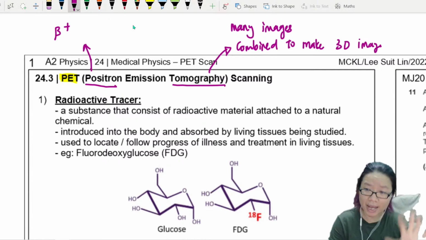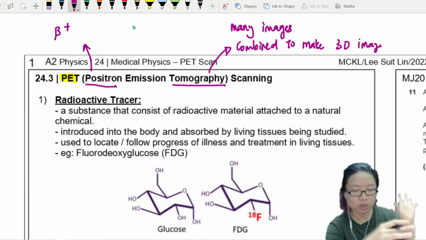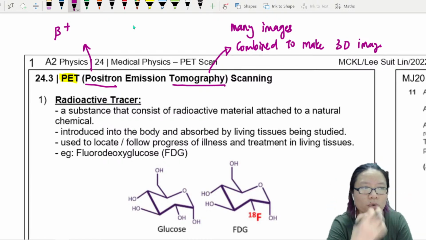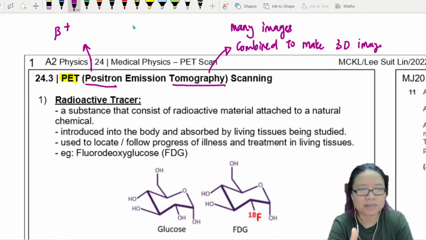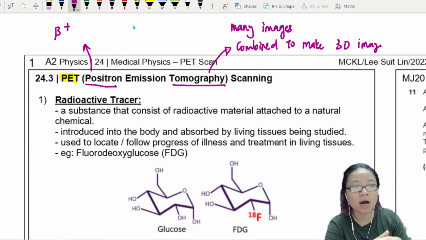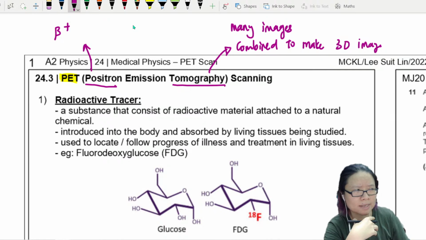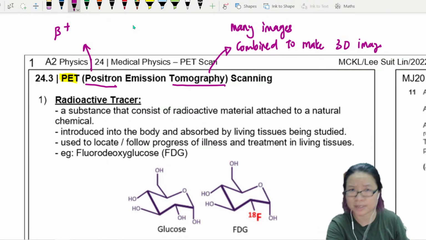Then we can rotate, we can slice, we can look into the human body. So the whole point of medical physics is just for scanning. Your syllabus doesn't really cover the other parts of medical physics. We're focusing mainly on scanning, like how can we look into the human body without actually cutting open the human body and injuring people unnecessarily, right?